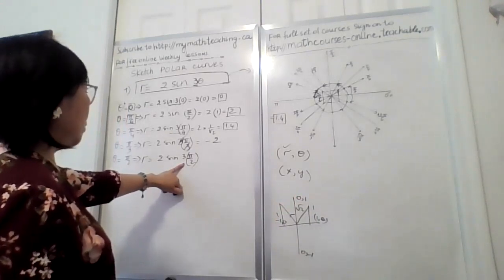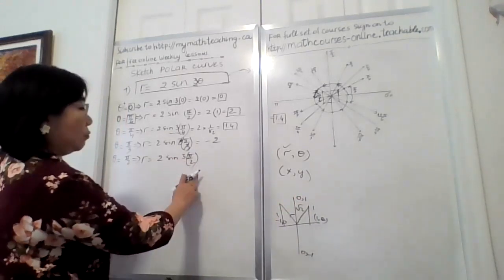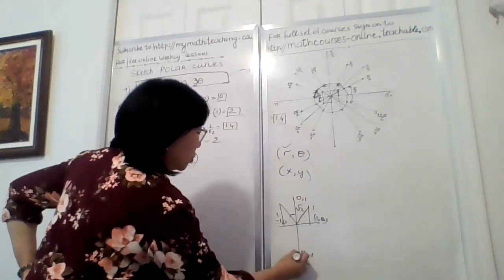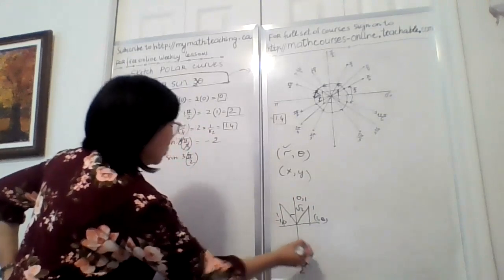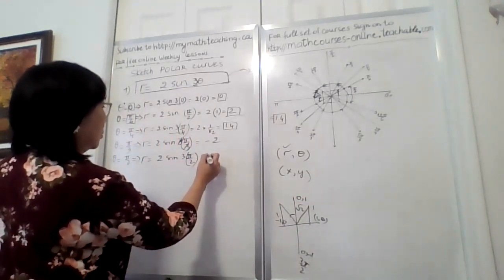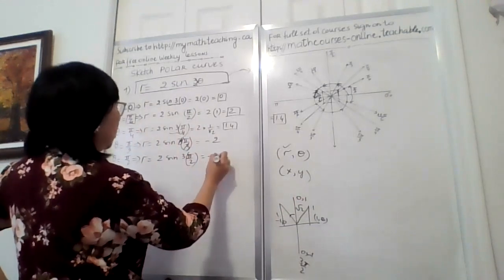Wait a minute, what I'm doing, yeah. So 3 pi over 2. 3 pi over 2 is down here, right? Sine of 3 pi over 2 is minus 1. So 2 times minus 1 is minus 2 again.